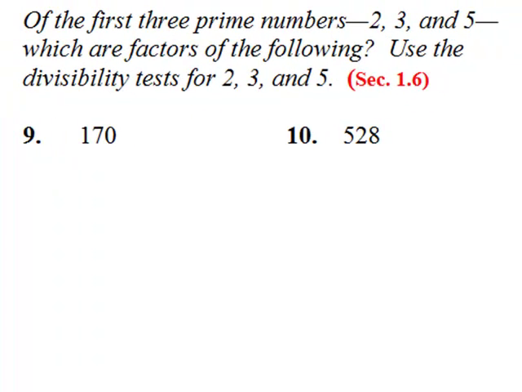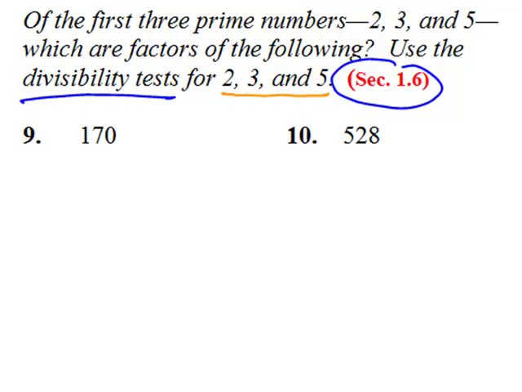For numbers 9 and 10, again, rules of divisibility, or the divisibility tests that we see for numbers 2, 3, and 5. We don't need to actually do the division, but for 170, which factors does 170 have among these three factors, 2, 3, and 5? We're not interested in anything less than or greater than 2, 3, and 5, just those three numbers.